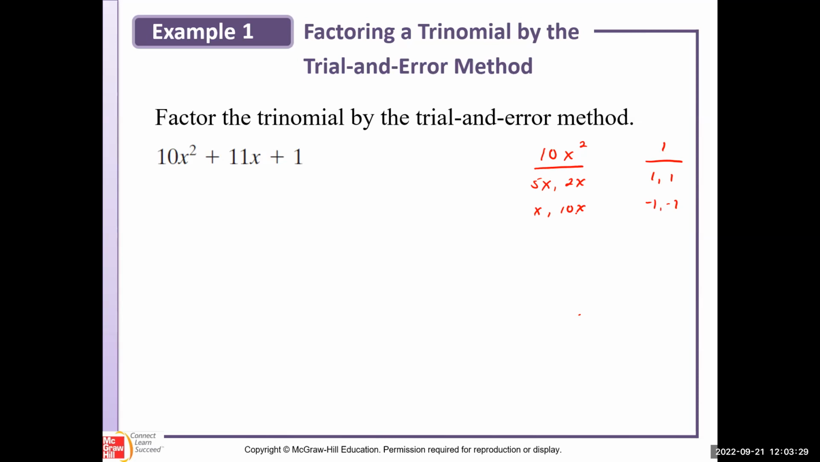And so what we're looking for is the factors here that will give me 11 in the middle when I turn around and I multiply it out. So I'm going to start off with the 5x and the 2x. And so here I'm going to do the +1 and +1, and we're going to see, right? So 5x times 2x, we know that's going to be 10x squared. 5x times 1 is going to be 5x. 1 times 2x is going to be 2x, but that's not going to give me my 11 that I need.